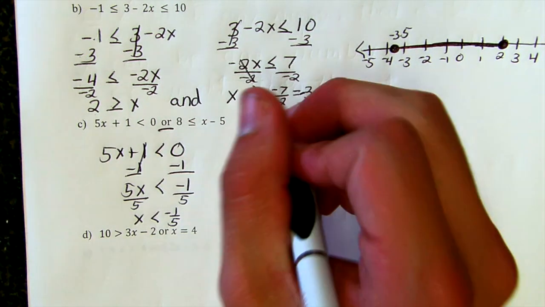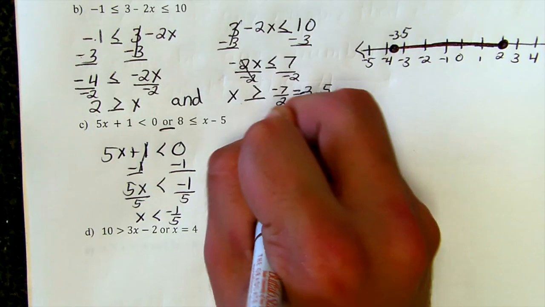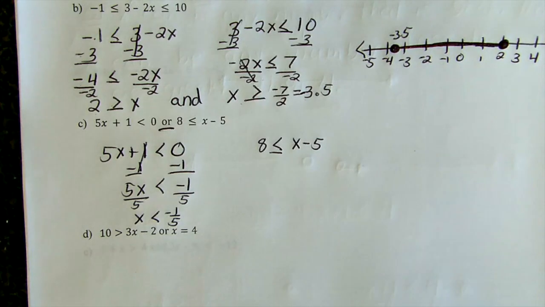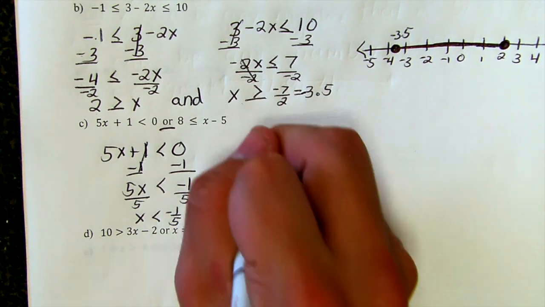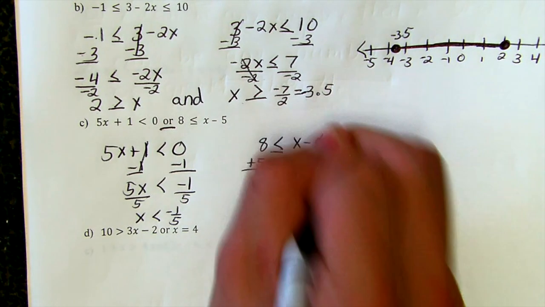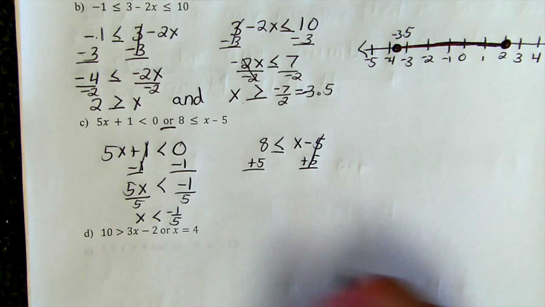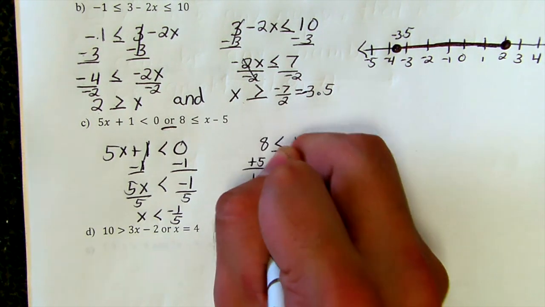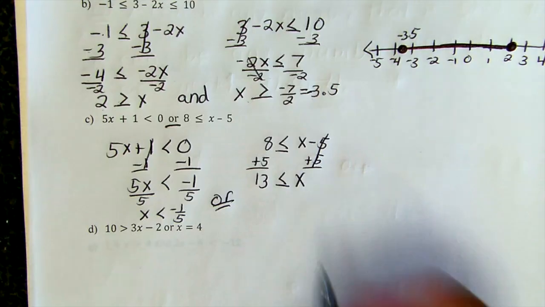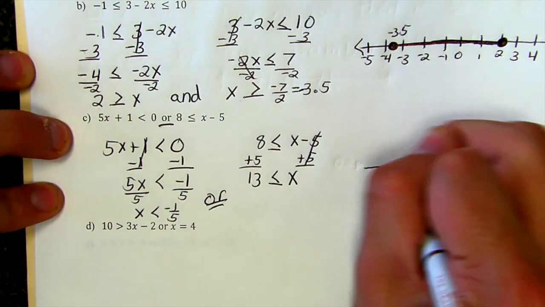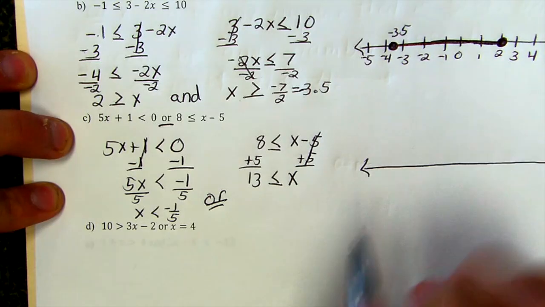And then we also have 8 is less than or equal to x minus 5. So on both sides, we need to add 5. The 5's will cancel. 8 plus 5 is 13, is less than or equal to x. And then again, we're using the word or. So on our number line, we have a solution set of 13 and negative 1/5.